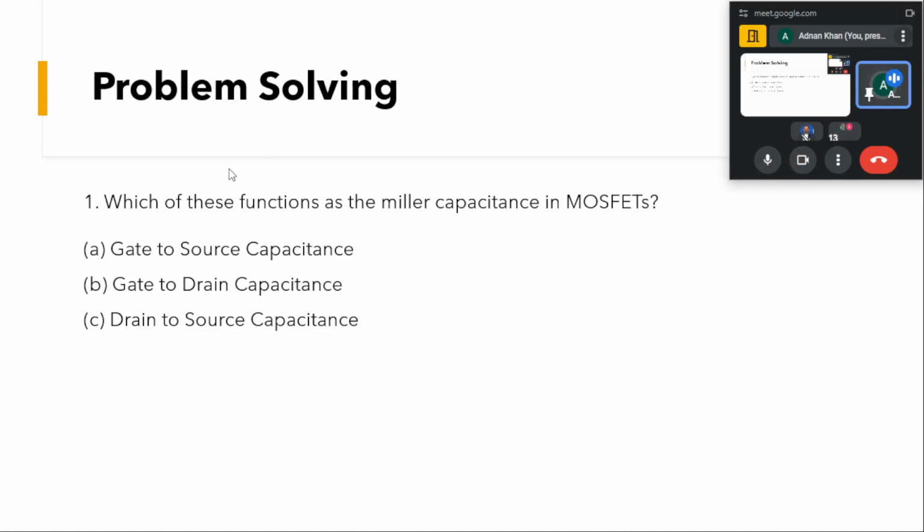So this is the first question: which of these functions as the Miller capacitance in MOSFETs? A is gate to drain, gate to source capacitance. B is gate to drain capacitance. C is drain to source capacitance. Any of you? So we shall see what is done.